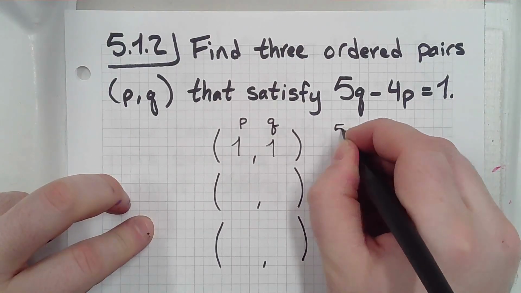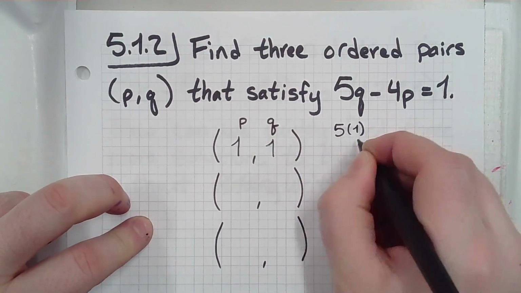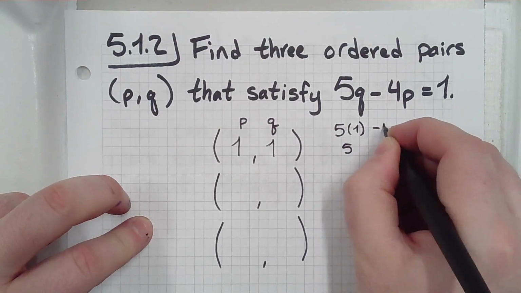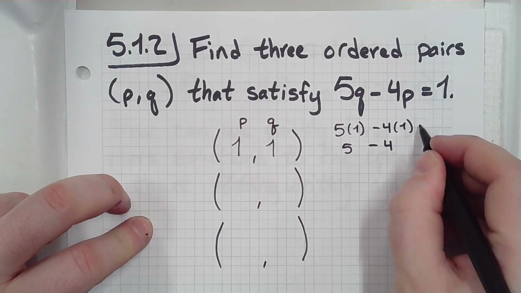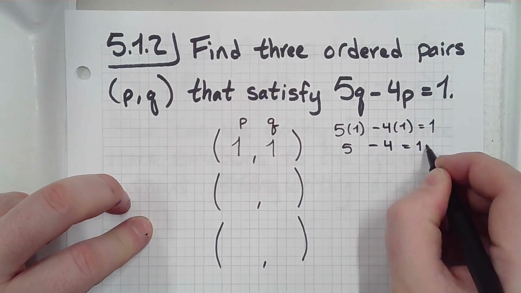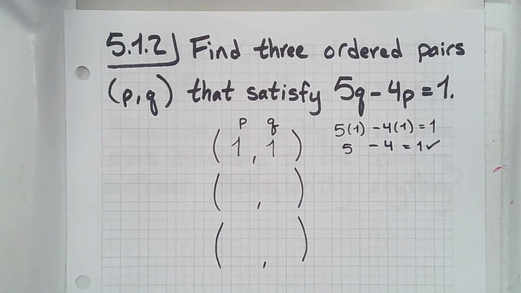Again, I'll show what that is. If Q is 1, we get 5 times 1, which is 5. And if P is 1, we get negative 4 times 1, which is negative 4. And yes, that does equal 1. So we found a pair of numbers that work.